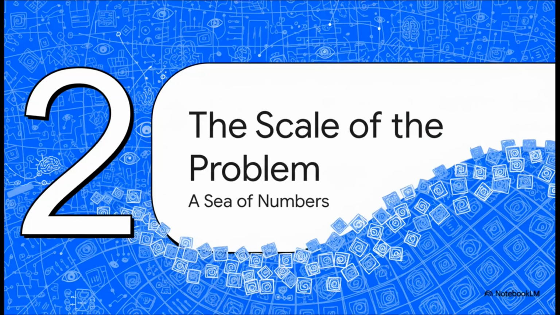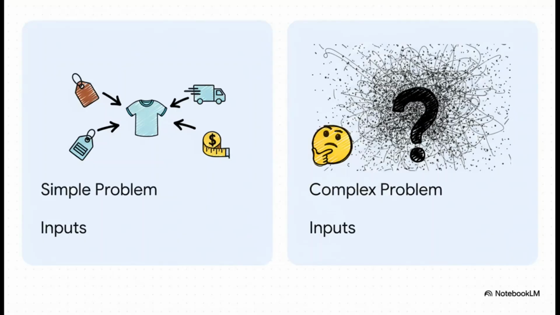But now let's talk about how this simple idea snowballs into a truly massive challenge. It's one thing to say it's a grid of numbers, but it's the sheer scale of it all that makes this so mind-bogglingly difficult for an AI. Let's put this in perspective. Think about a much simpler problem we might give a machine learning model, like predicting t-shirt sales. You might give it 4 inputs: price, shipping cost, marketing budget, material. Just 4 nice, tidy little data points.